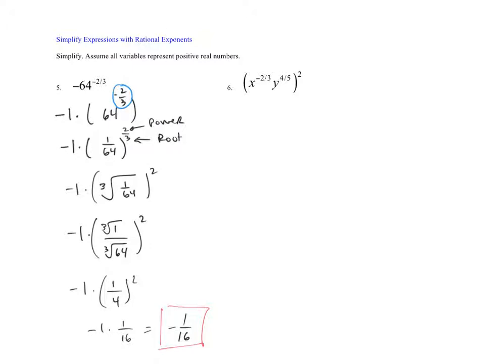Okay, let's try the next one. We can apply that squaring power to everything here. So I've got x to the -2/3, I'm going to square that, and then I've got y to the 4/5, and I'm going to square that. Okay, now we use the product rule, or the power rule of exponents. We get to just multiply.